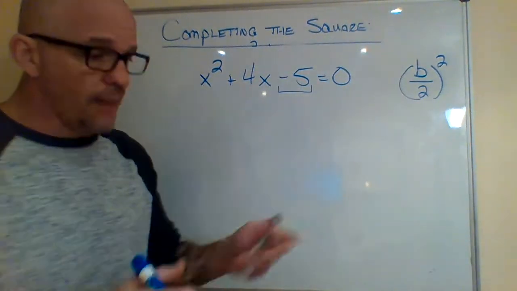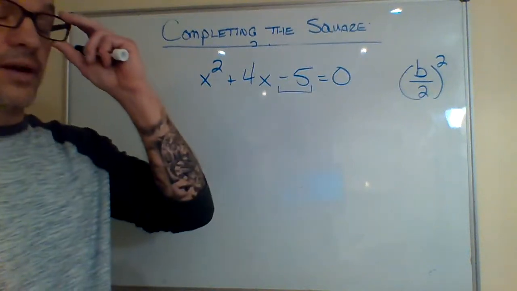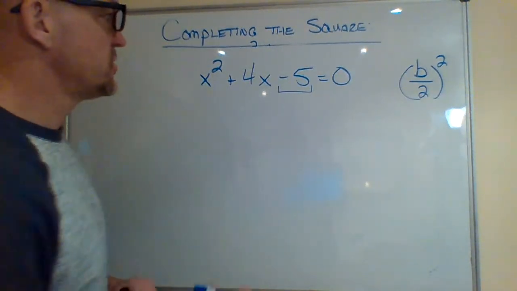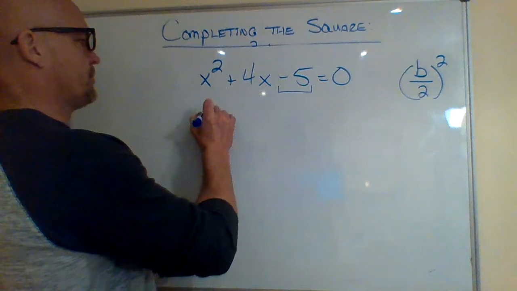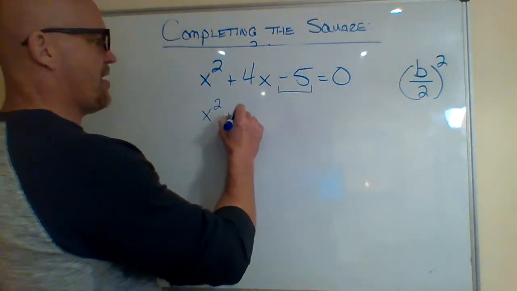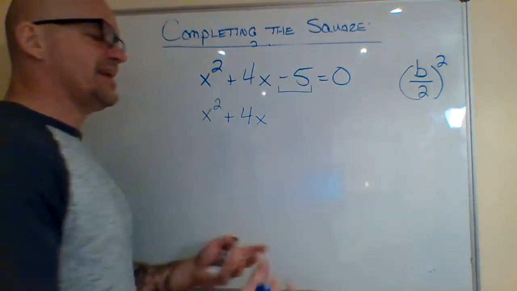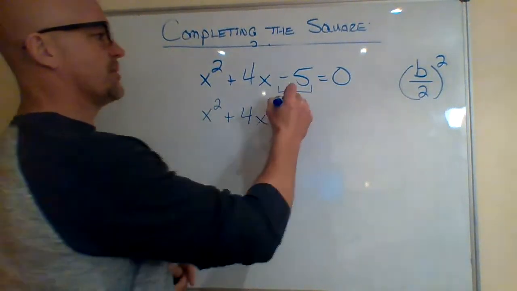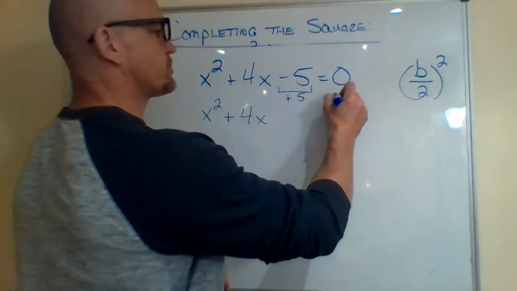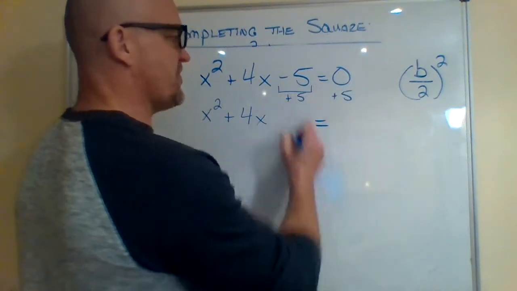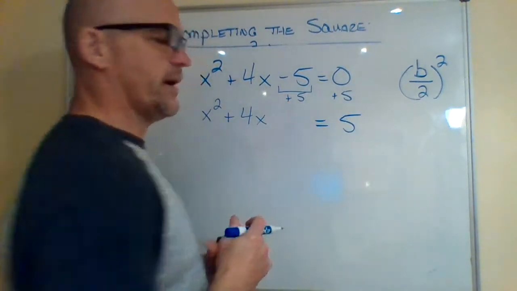So what I'm going to do is put a new C value in there, and I'm going to do it correctly. First, let's get rid of that C value. Now, I can't just erase it and pretend it doesn't exist. I need to do it correctly. So I'm going to add 5 to both sides, and make that C value go over there.